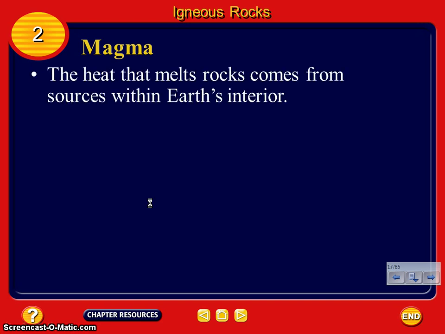Alright, so some more information about magma. This slide right here, you don't need to write down. You just get to enjoy and listen. So here's some more good information about magma. First, the heat that melts rocks comes from sources within the Earth's interior. We're going to learn about this when we talk about space, how this source was created, and how this heat is continually renewing itself.